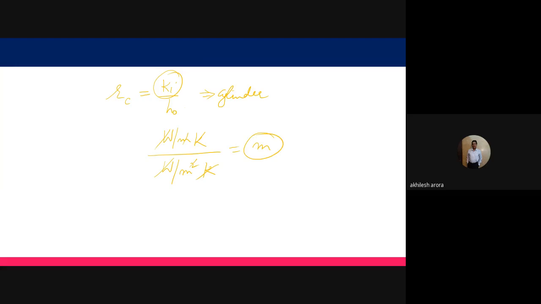So you can also remember the formula using dimensional analysis, and a similar value of critical radius can also be calculated for spheres. I give it to you as an assignment. In this particular case, the value will come out to be 2 times Ki divided by H naught. So you can do this particular derivation. Thank you.